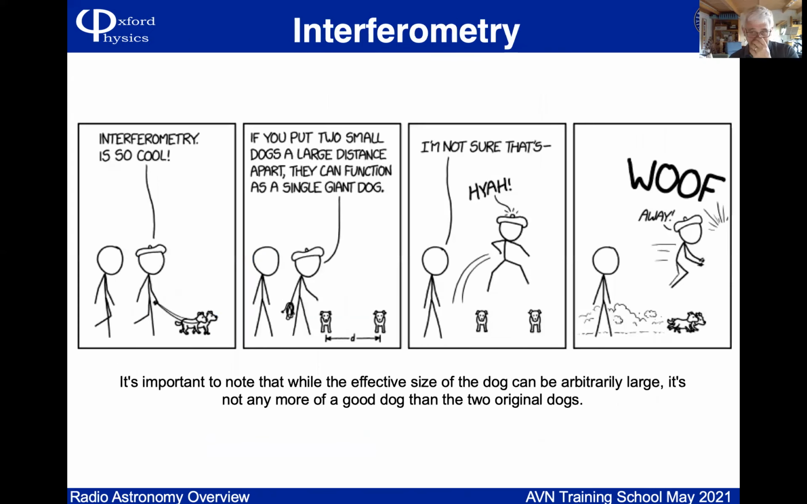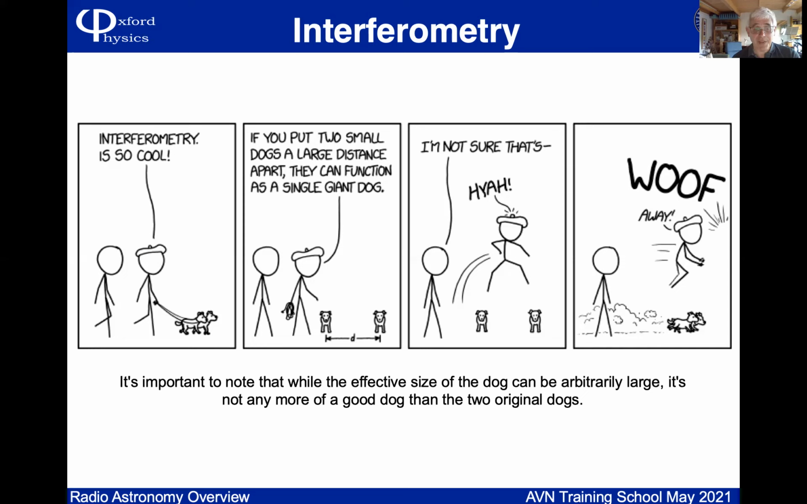And it's like this little cartoon which illustrates one of the cool points about interferometry, whilst slightly confusing it. So if you replace dogs with antennas, then this is essentially what interferometry does. You place two small antennas a large distance apart. They can function like a single giant antenna.